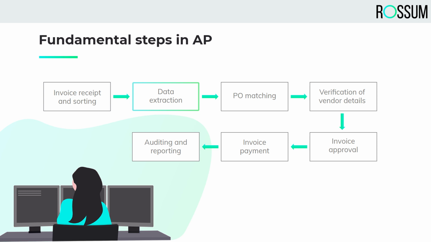Great. So here are the fundamental steps in accounts payable. It's important to understand each step and how they affect your department, especially when planning improvements to your AP process. So the steps are invoice receipt and sorting, data extraction, PO matching, verification of vendor details, invoice approval, invoice payment, and auditing and reporting. During this webinar, we're going to focus on the data extraction step in the process.